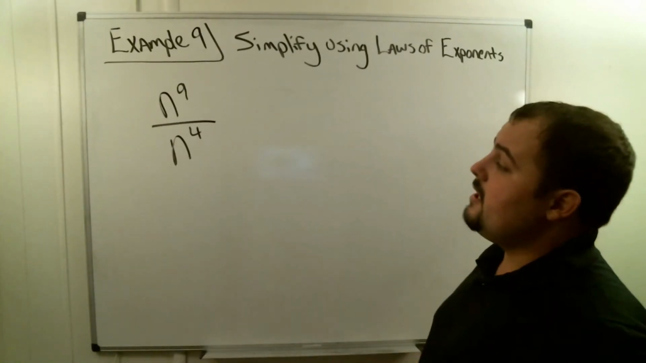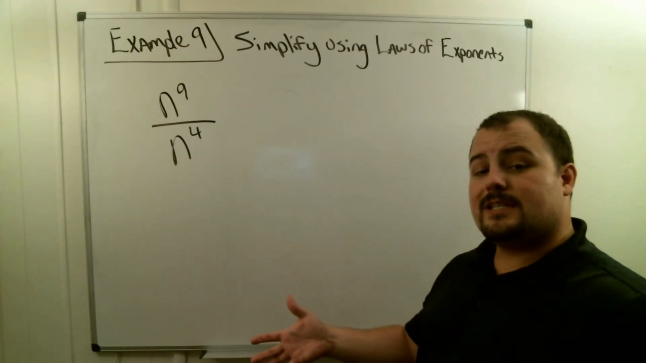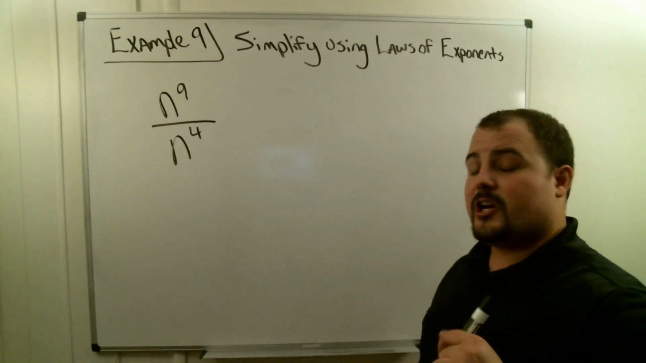In this example, what we're looking at is variables that have exponents. Same rule applies. As long as the base is the same and we're dividing, go ahead and subtract those.